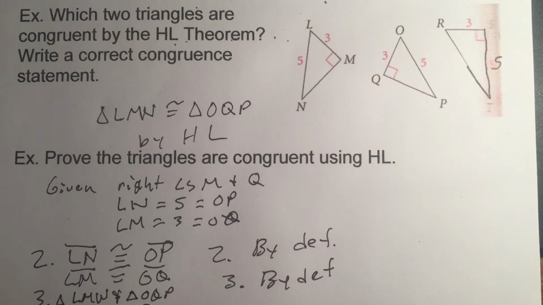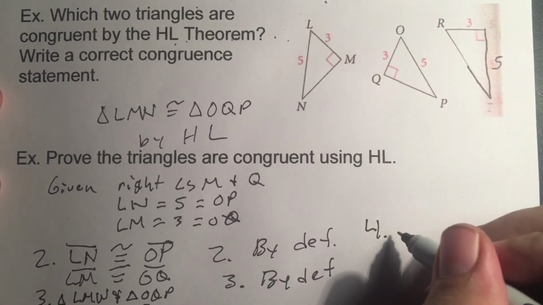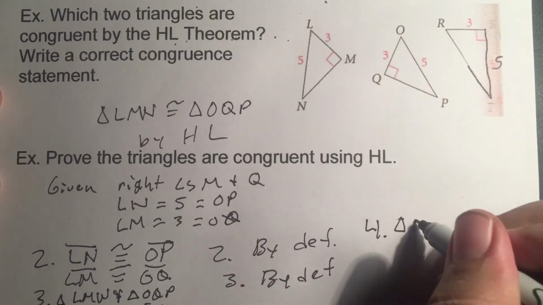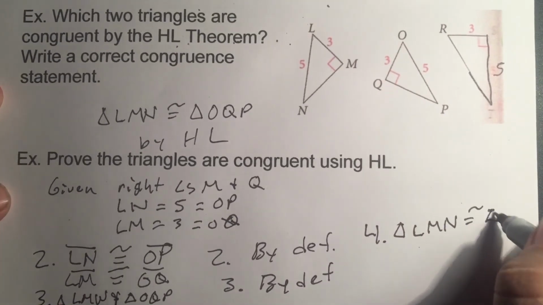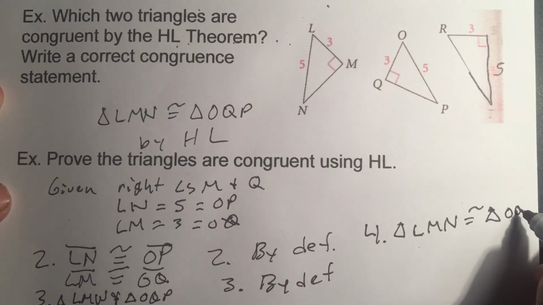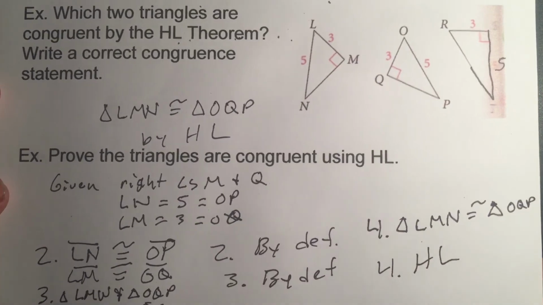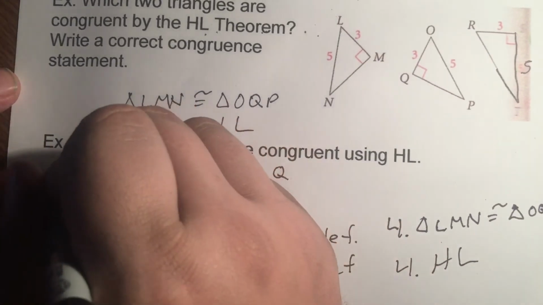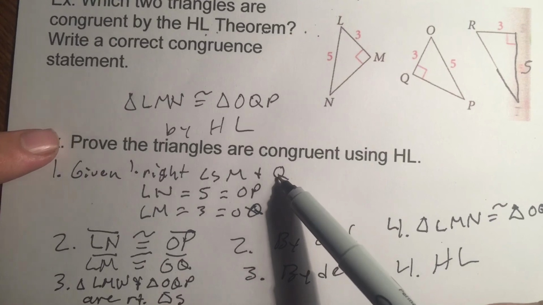If these are not right angles, we can't use HL. So your fourth one would be that triangle LMN is congruent to triangle OQP, and our reason is HL. It's kind of how you go through it. So ones are given. I know I have that backwards, but that's kind of how a proof for HL would go. You'd start with your givens.